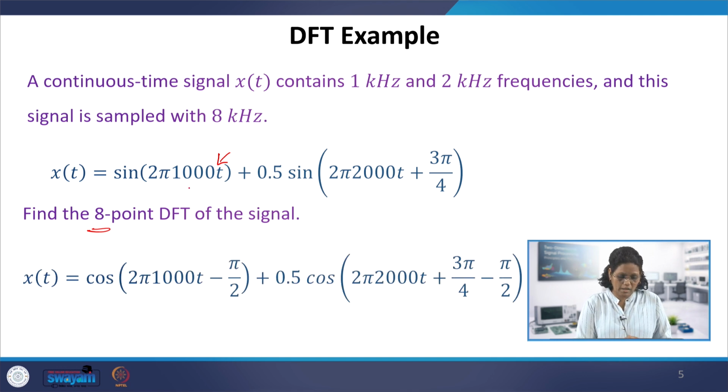Before getting into the sampling, we first write this representation of x of t in terms of cos of theta minus pi by 2, and likewise for the second term. If you write it this way, it is easy to correlate the results. That's why we are writing it. It's an intermediate step to comprehend the output we get as DFT coefficients. So what does cos of 2 pi f t minus pi by 2 represent, and what is this angle going to represent in the DFT coefficient, how is it going to be related?